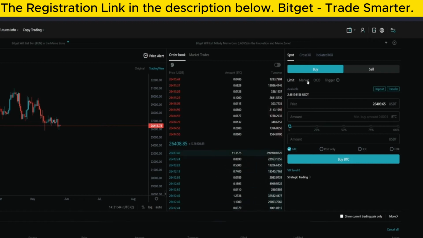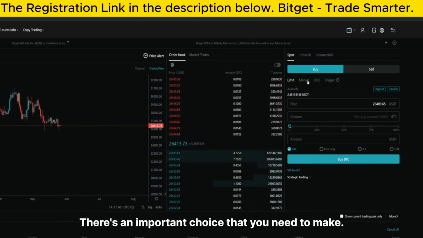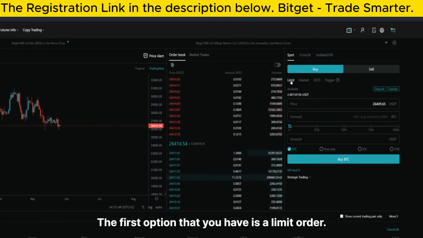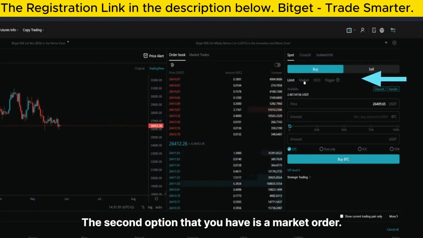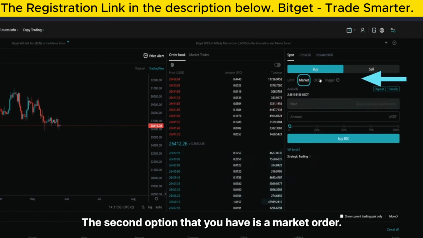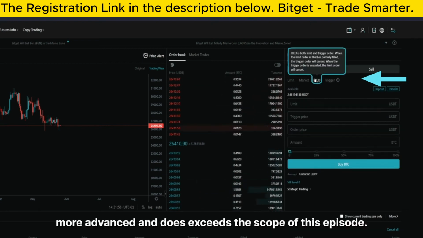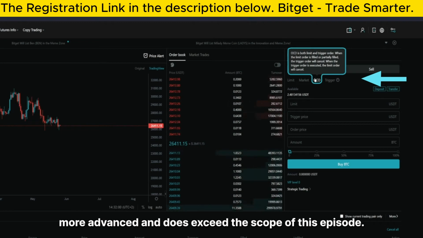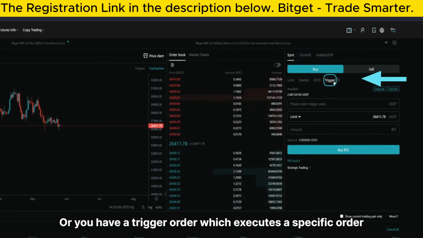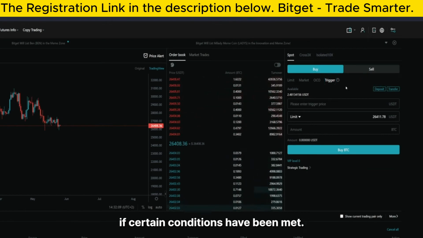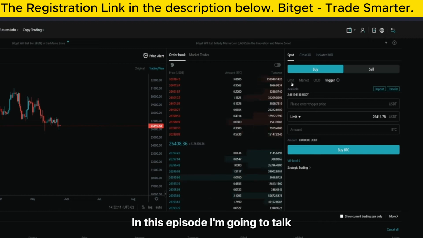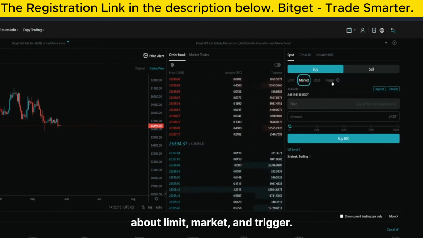and I am going to talk mainly about the different order types. There's an important choice that you need to make. The first option that you have is a limit order. The second option is a market order. The third one is a one cancels the other, which is a little bit more advanced and exceeds the scope of this episode. Or you have a trigger order, which executes a specific order if certain conditions have been met. In this episode, I'm going to talk about limit, market, and trigger.